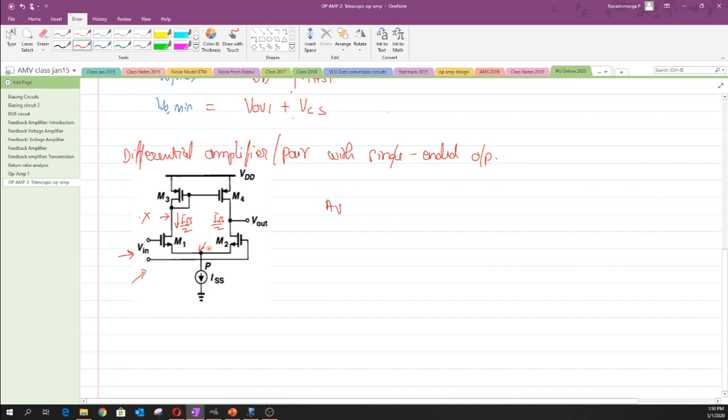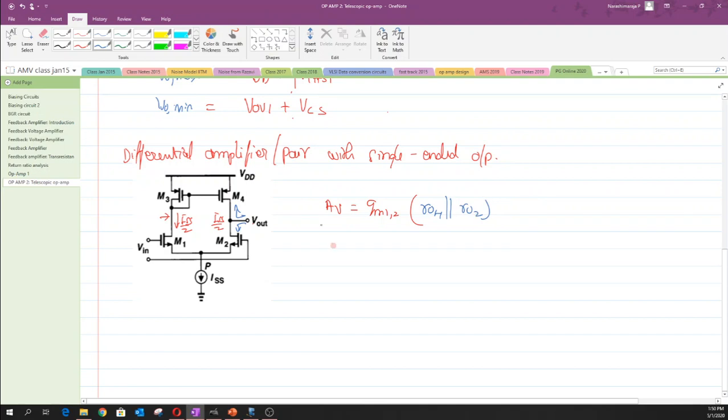So hope that you could recollect whatever we have discussed earlier, and based on this discussion, I could write the gain to be equal to GM1,2 times the output impedance across this node. So when we look across the drain of this M4, we have an impedance value which is equal to RO4, and when we look down, we have an impedance value which is equal to RO2.